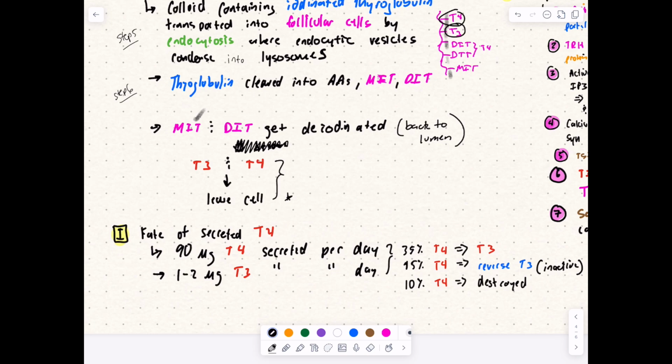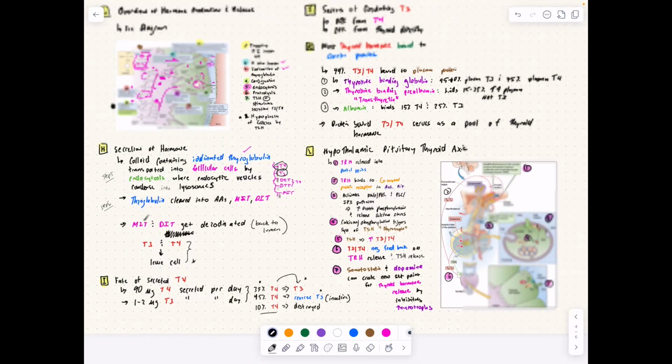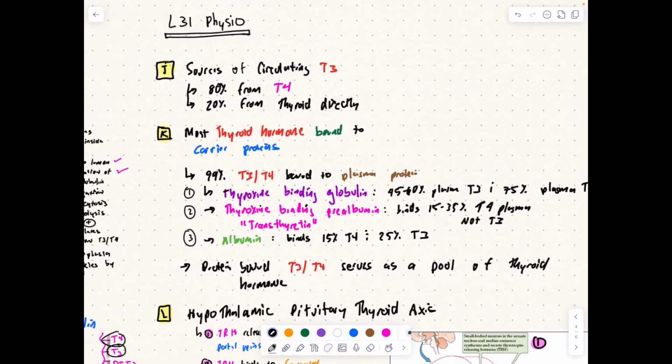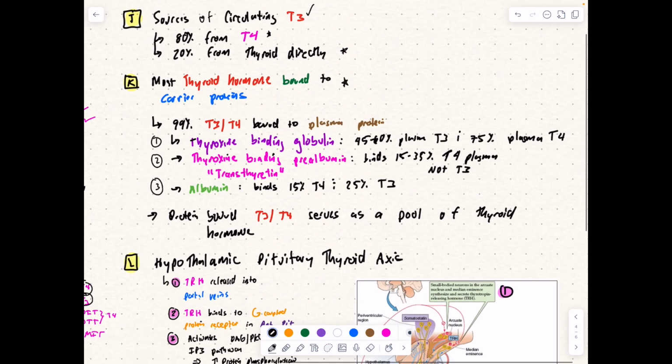When the T4 is secreted, as we said, it will be converted into T3 in the target cell. About 35% becomes T3, 10% of T4 gets destroyed, and then we were told 45% becomes reverse T3, but that's inactive and then basically broken down. Okay, so sources of circulating T3: most of it's coming from T4, some of it just comes directly as T3, but because it's hydrophobic, it has to be bound to carrier proteins, and so 99% of them are in fact bound to some sort of plasma protein.